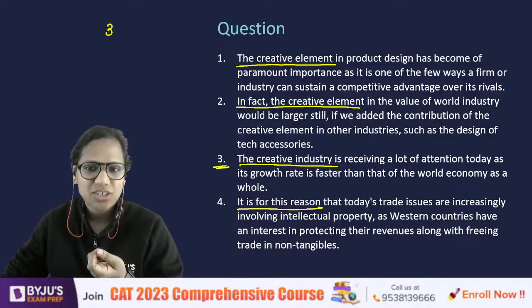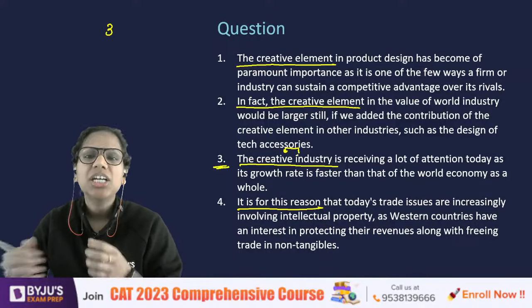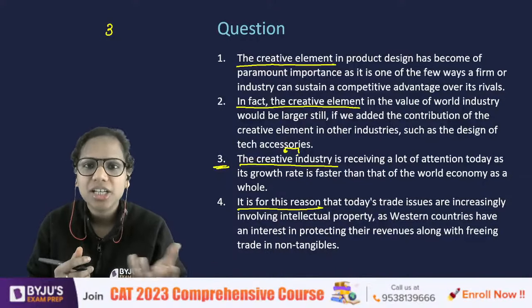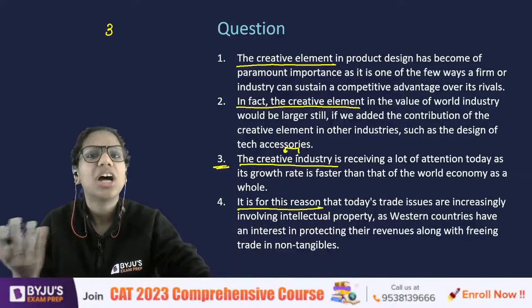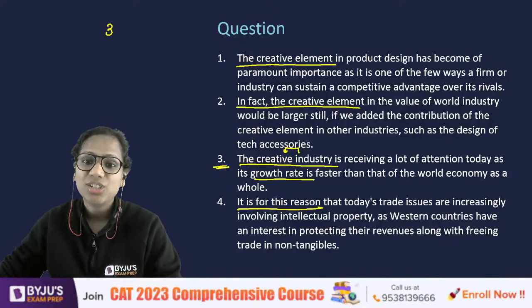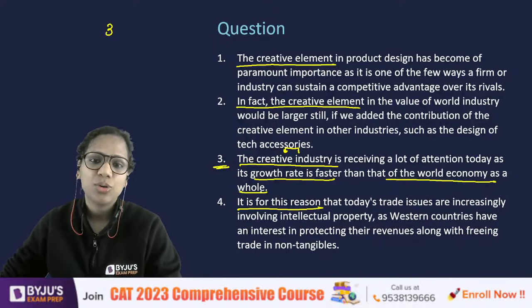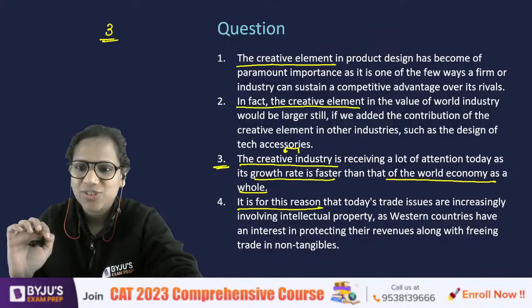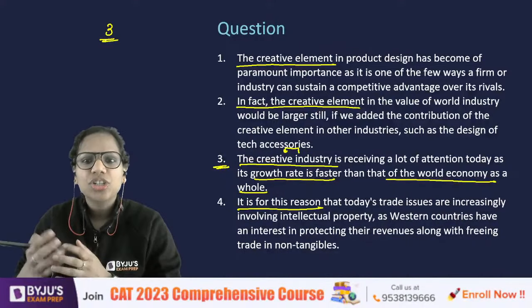The creative industry, the industry that is concerned with creating things, or perhaps even the art industry here, right? Creative refers to the arts. So the creative industry is receiving a lot of attention today as its growth rate is faster than that of the world economy as a whole. Okay, so that is what I'll be discussing in the rest of the paragraphs. Now, what should come next?